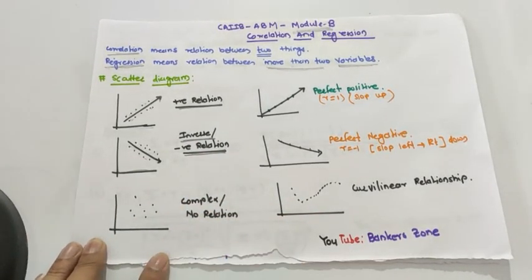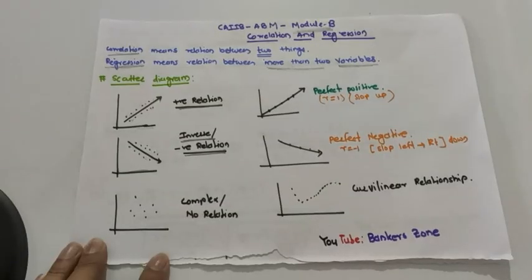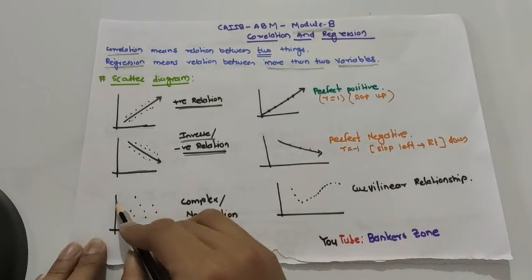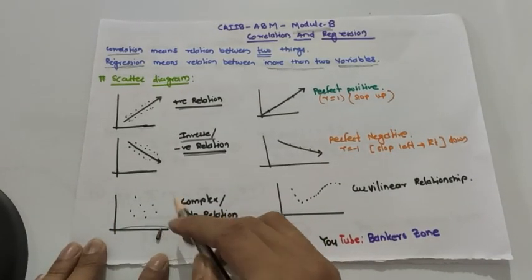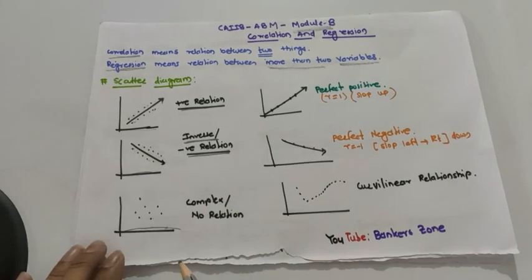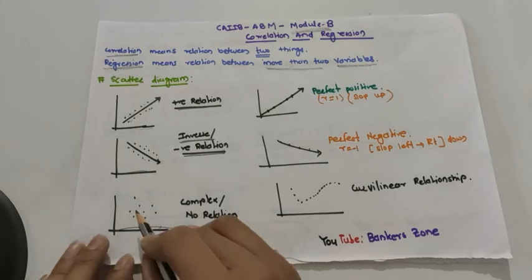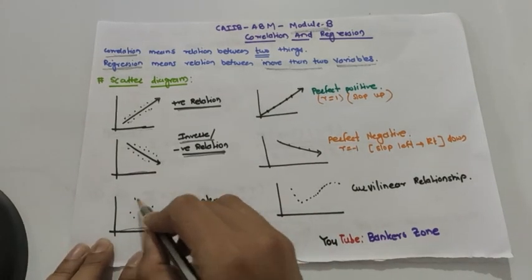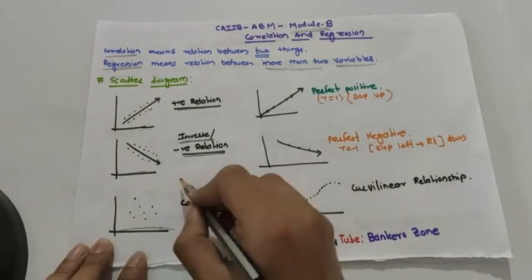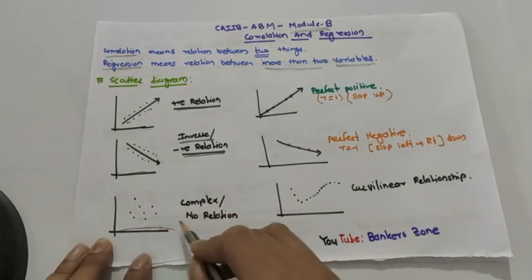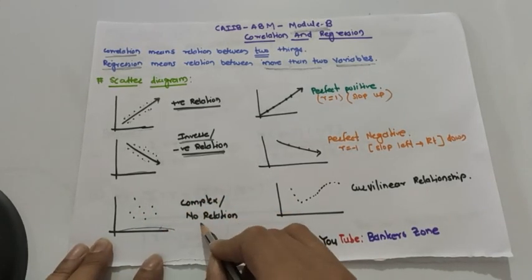At that time you can say it is an inverse relation or a negative relation. Now see here, the third is important. Here you cannot draw any relation, right? Here you can say it is a complex relation, because you cannot draw any curve or a line. You can say complex relation or no relation here.